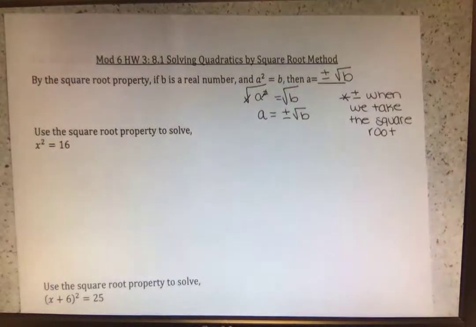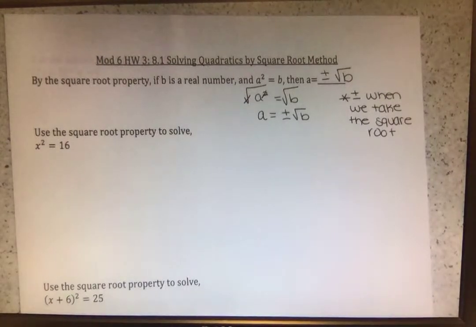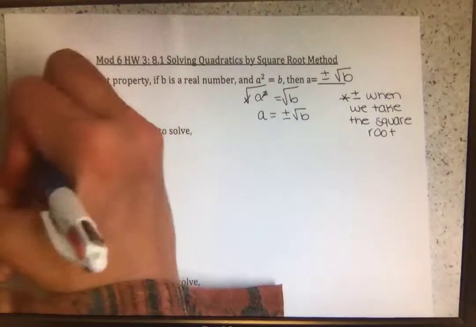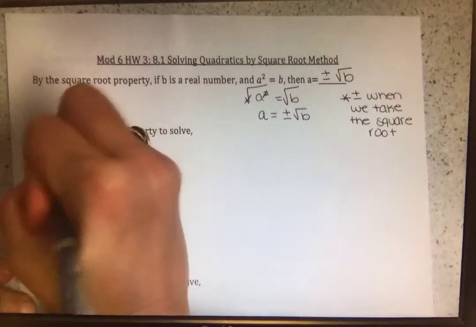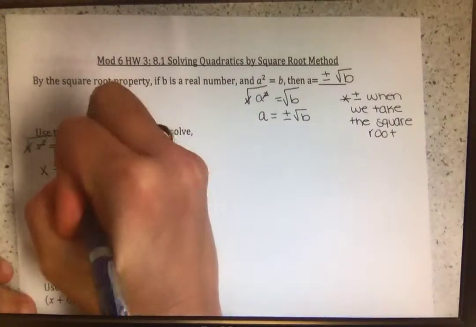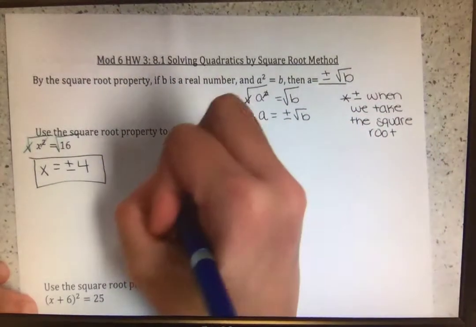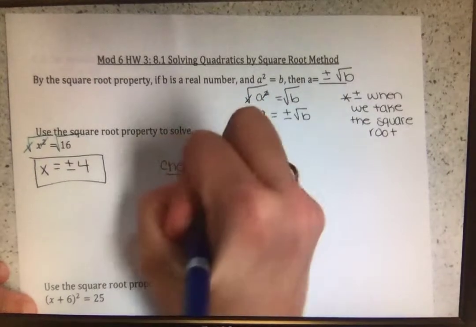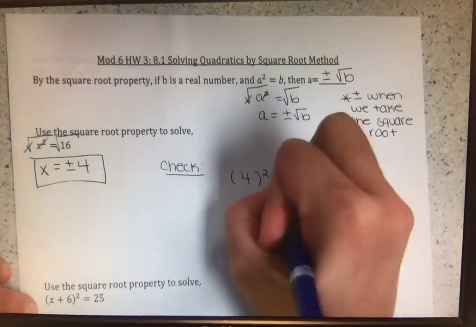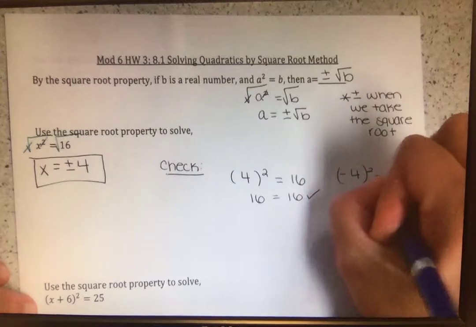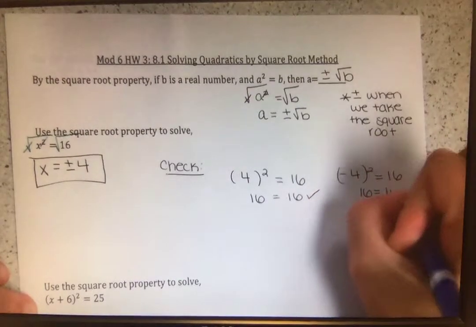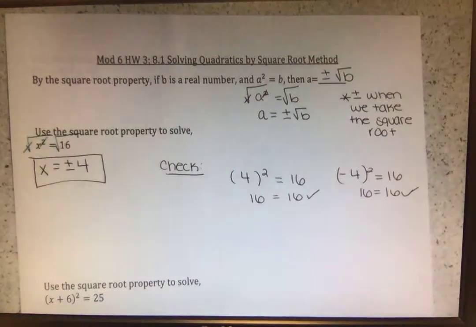So let me show you why. Let's use this first example. Use the square root property to solve x squared equals 16. Getting x by itself, we need to get rid of that square. The opposite of square is square root, so we can square root both sides so they cancel each other out. We're left with x equals plus or minus the square root of 16, which is 4. If we plug that back in to check, the reason we have to do plus or minus is positive 4 squared is 16, as well as negative 4 squared, negative 4 times negative 4 also equals 16. So either one of those solutions will work. Whenever we take the square root, we have to have that plus or minus component.